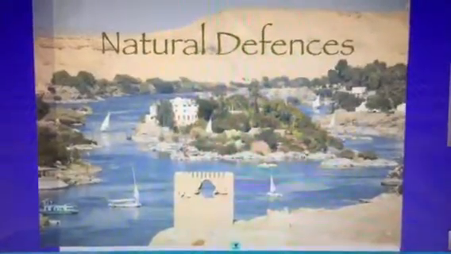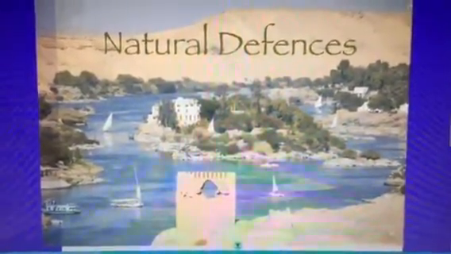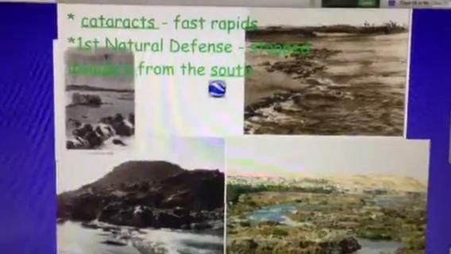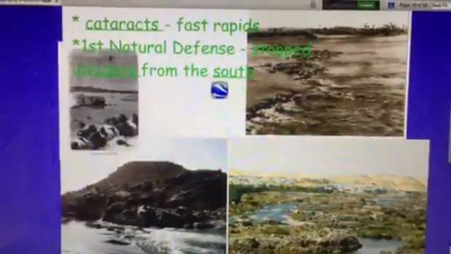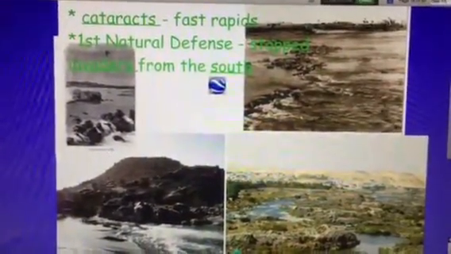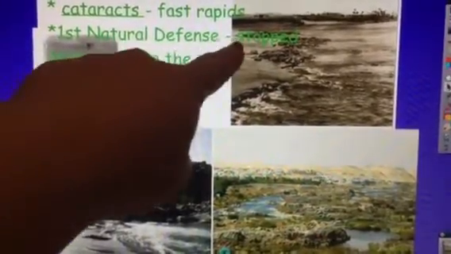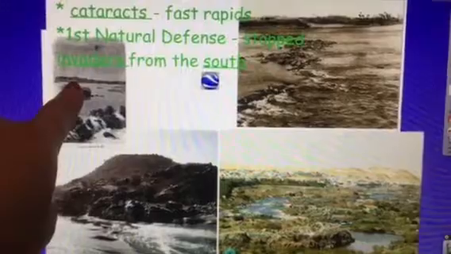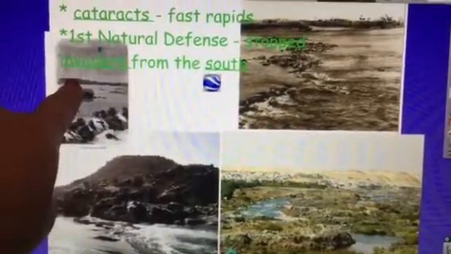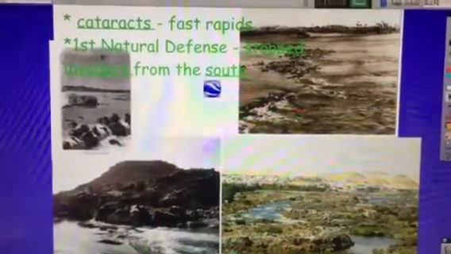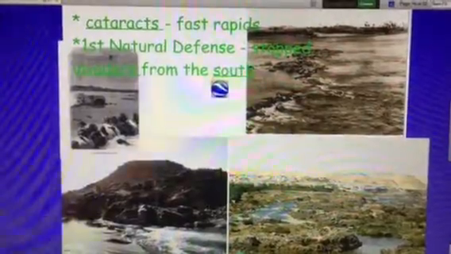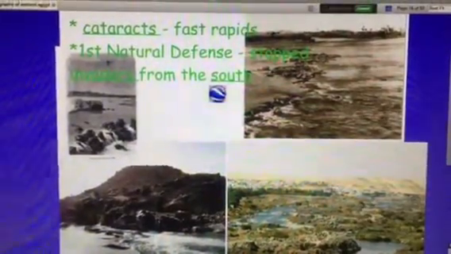Egypt has natural defenses that help protect it from invaders. The first one is cataracts. Those are fast rapids, and it says cataracts, fast rapids. First natural defense: stopped invaders. I know that might be a little hard to see, but that word is invaders, and it kept them from reaching Egypt in the south.